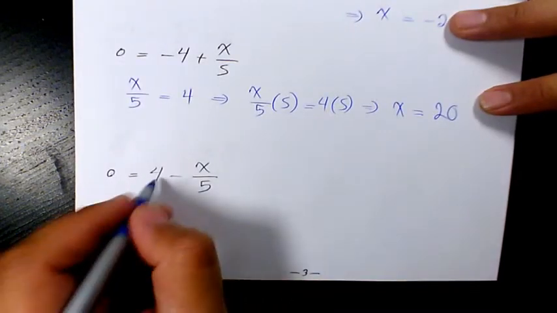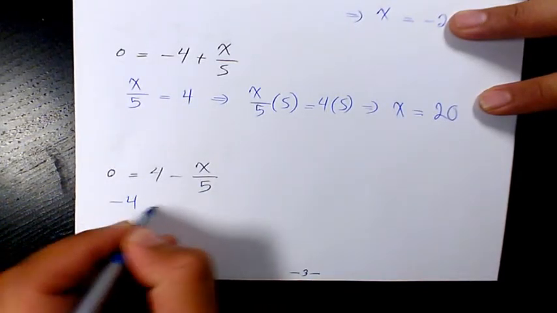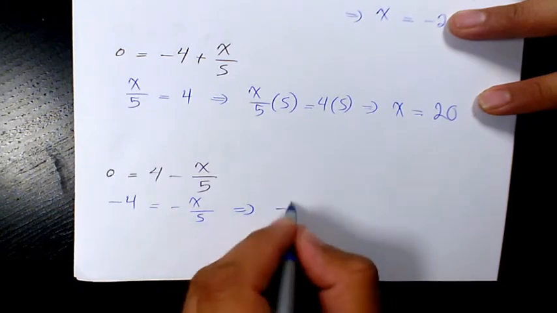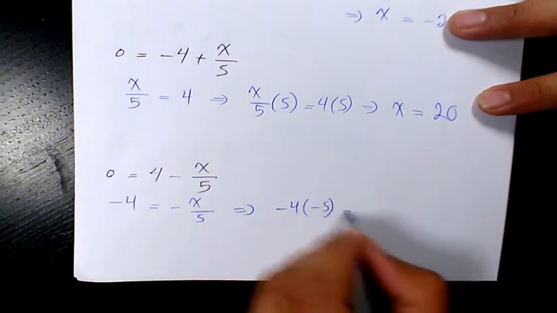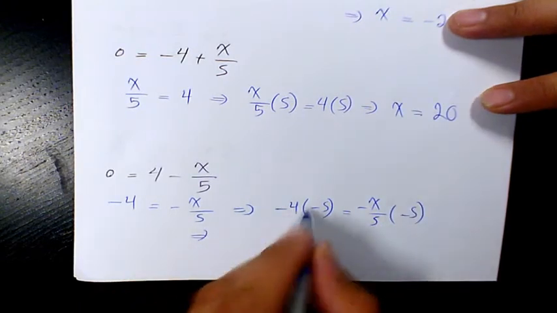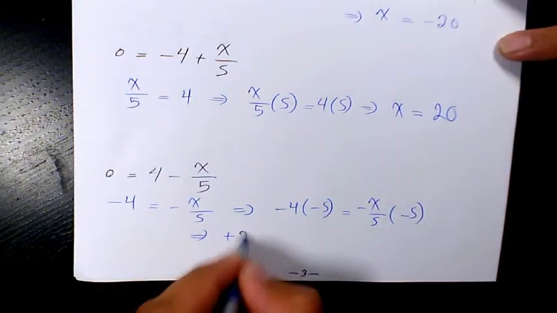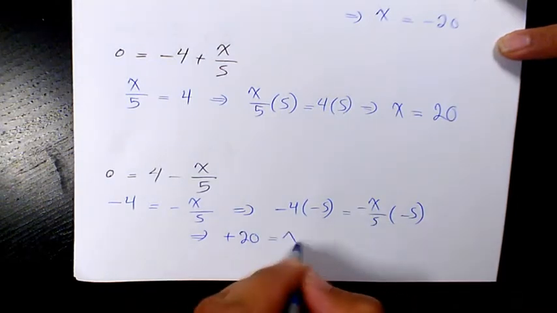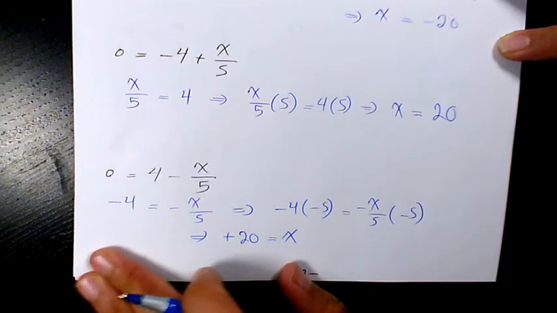Next one, 4, you move it to the other side, it's going to be negative 4. Here you have negative x over 5. So I need to multiply both sides by negative 5. Therefore, negative 4 times negative 5 is going to be positive 20. Negative x over 5 times negative 5 is going to be x. So the answer is x equals 20.